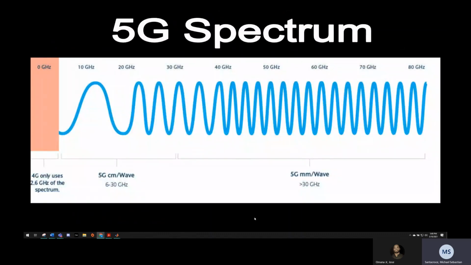Here we have an example of the 5G spectrum. Most people are more familiar with 4G as it goes up to 2.6 gigahertz. Then here we have the sub-6 gigahertz of 5G, it's between 6 and 30, and above 30 gigahertz is the 5G high capacity millimeter wave spectrum.